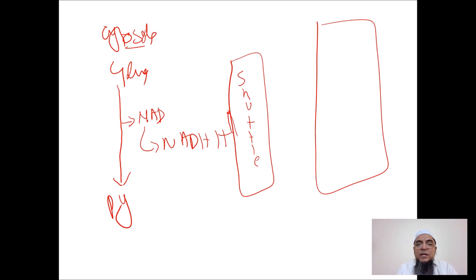These shuttle pathways take these hydrogen and transfer them into the mitochondria, or these electrons into the mitochondria. When they transfer these into the mitochondria, they enter into the electron transport chain, and when they move in the electron transport chain, they provide us energy in the form of ATP.